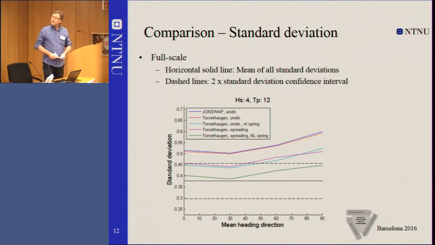Now, with standard deviations, you can get quite good agreement on the energy in the signal, because even if you miss some low frequency ranges, you can still get the total energy more or less correct. So we see that if we have the so-called green line, Torsetaugen spreading, a nonlinear spring, we have quite good agreement with the full-scale measurements, which are the black line. And the dashed lines are plus minus 2 standard deviations as compared to the measurements. So you can get quite good agreement on the response energy.